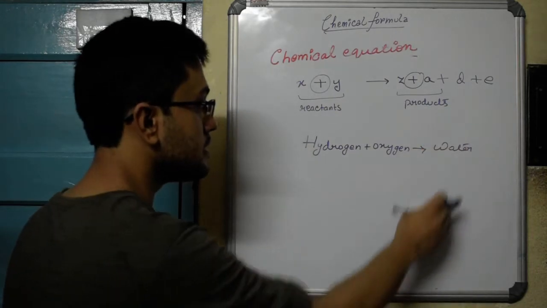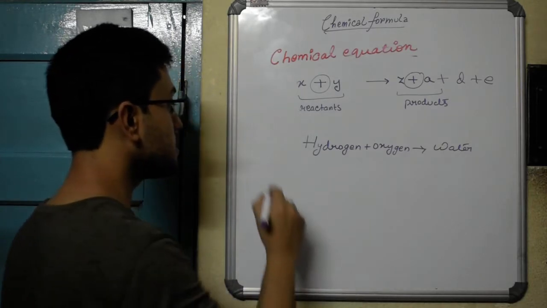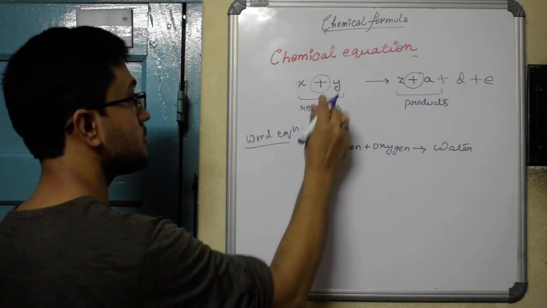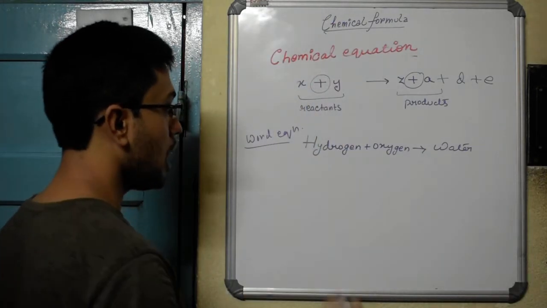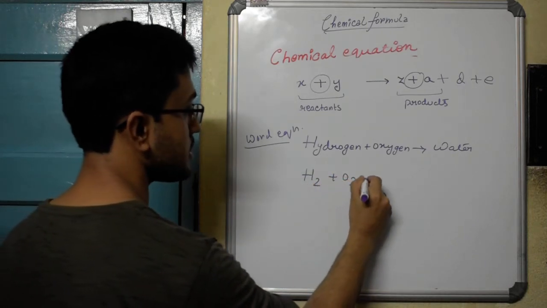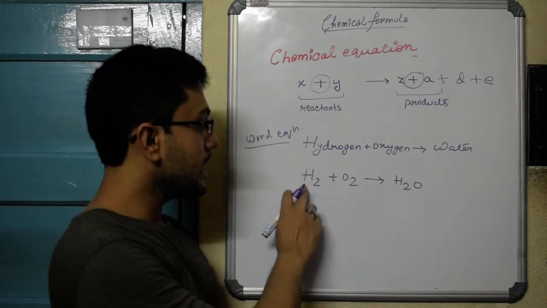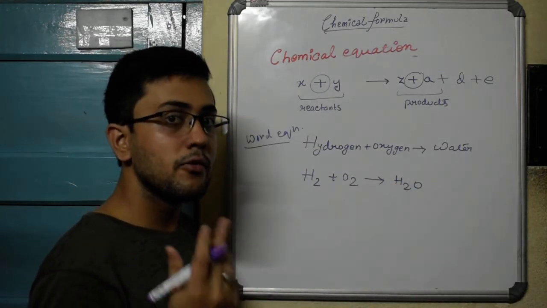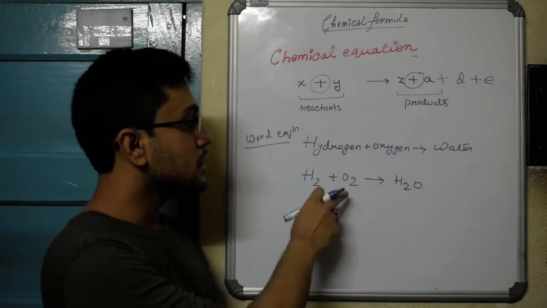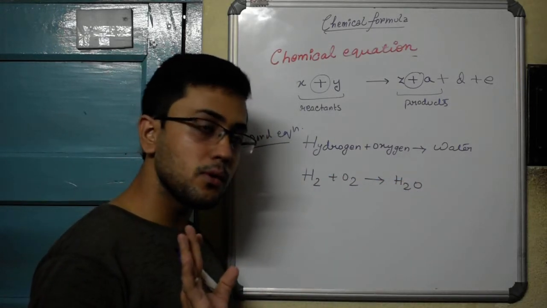Fine. This reaction that I wrote down is also a chemical reaction, but this kind of equation is called a word equation because I have not used any chemical formula. Now I write it like this: hydrogen plus oxygen gives me water. Now I considered H2 here because I know that in every molecule of hydrogen there are two atoms of hydrogen, because it's diatomic. Same for oxygen. And in every molecule of water there are two atoms of hydrogen and one atom of oxygen.